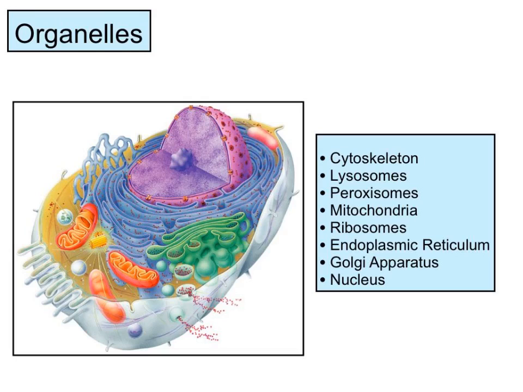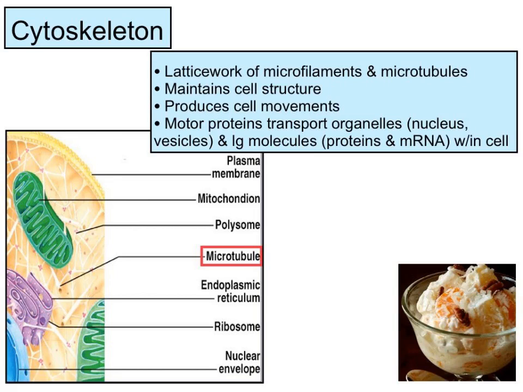The organelles that we'll be talking about today include our cytoskeleton, our lysosomes, peroxisomes, mitochondria, ribosomes, endoplasmic reticulum, the Golgi apparatus, and then finally the nucleus. So our cytoskeleton is a lattice work of microfilaments and microtubules. So very small filaments or threads, and microtubules, very small tubes. And these help to maintain cell structure, just like a lattice in a garden gives some structure to the vines that are growing up it.